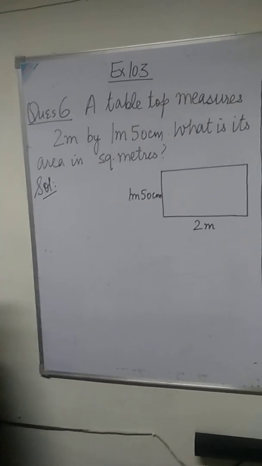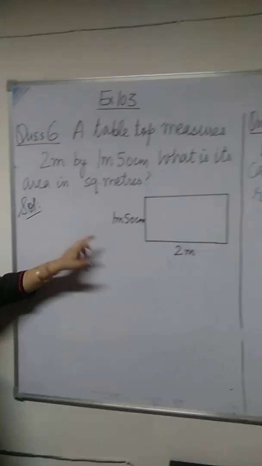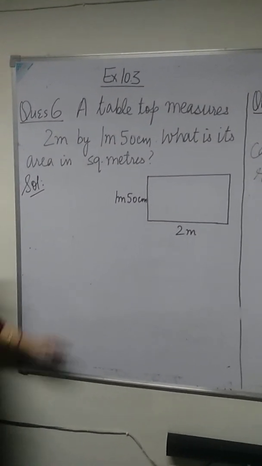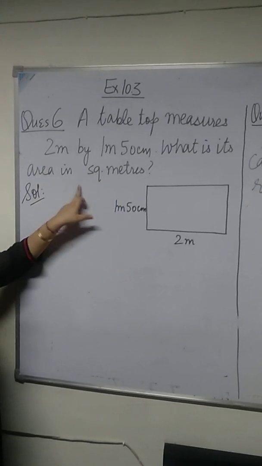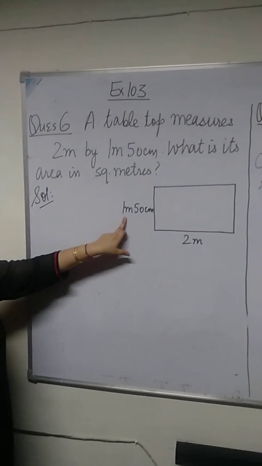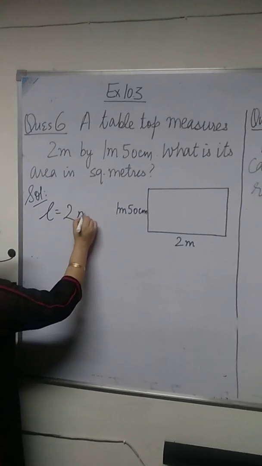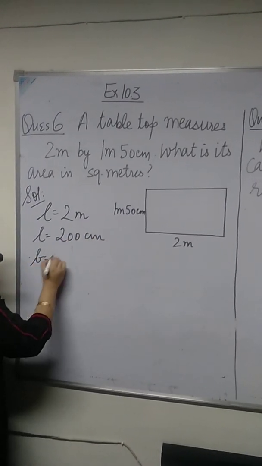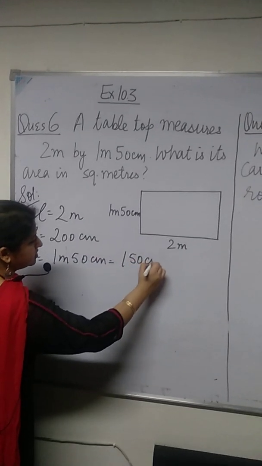Now we are going to start with 6th question. A tabletop, that is top of the table, measures 2 meter by 50 centimeter. What is its area in square meters? So it is a rectangle with length 2 meter and breadth 1 meter 50 centimeter. So length is 2 meters. I am going to convert first of all into centimeters. Breadth is 1 meter 50 centimeter, which can be written as 150 centimeters.